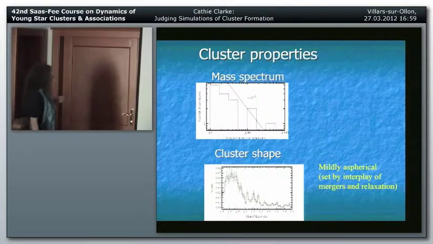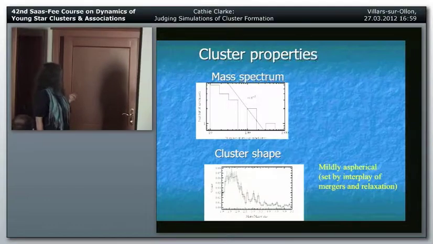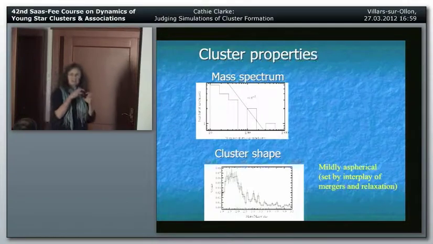And what shape are they? We talked about shape yesterday in relation to molecular clouds. These are mildly aspherical, and it's the same sort of story: left to themselves, they want to become more spherical. Gravity's acting on them.